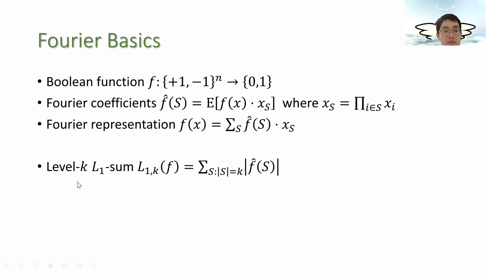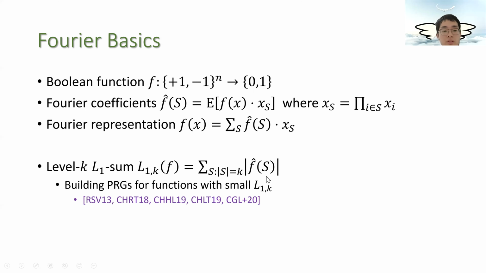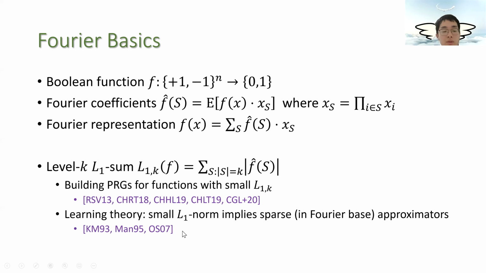And then here is our Fourier growth. The definition is the level-k L1 sum, L1,k(f), which is defined by this equation: the sum over all s of size k of the absolute value of f hat s. This quantity is useful for building pseudo-random generators for functions with small Fourier growth, and also useful for learning theory, because small L1 norm implies sparse approximators in the Fourier basis, thus implying some efficient learning algorithms.